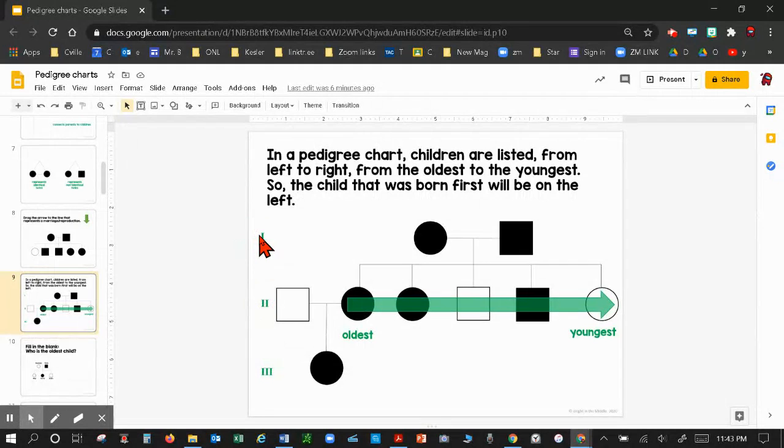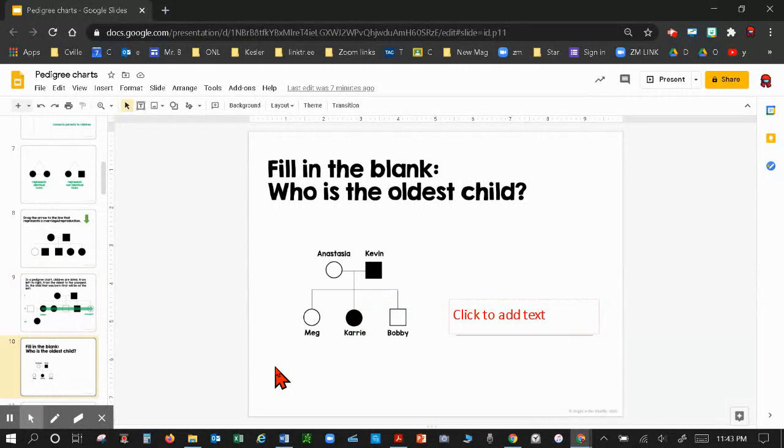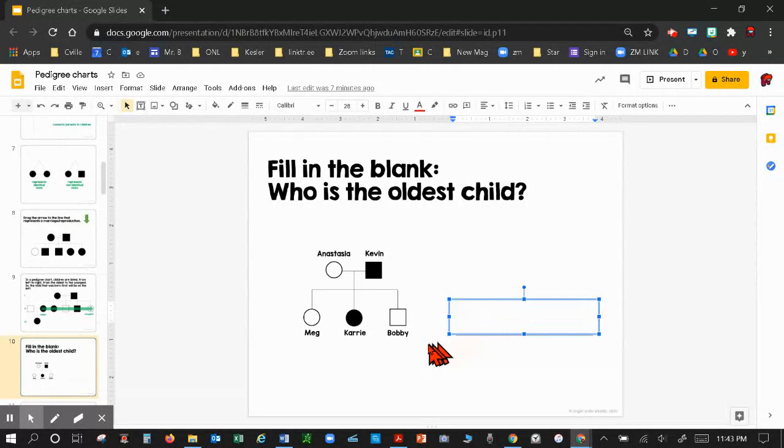So here you have the parents and children, and then from them, you have the grandchildren here in generation number 3. So, who is the oldest child? Go ahead and take a moment, look at this chart, type in their name down below in this box.